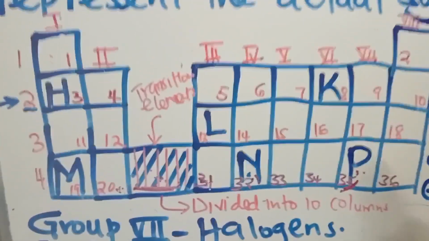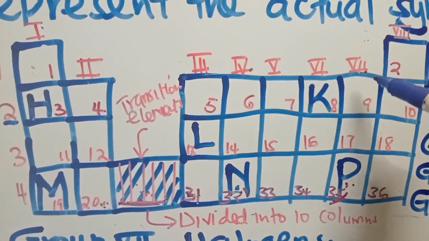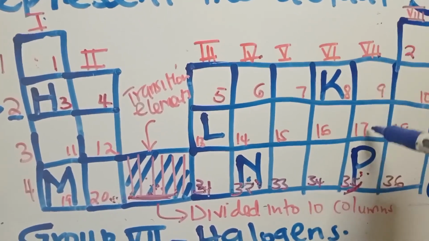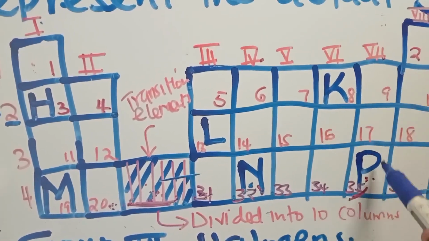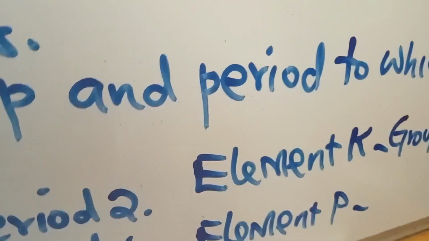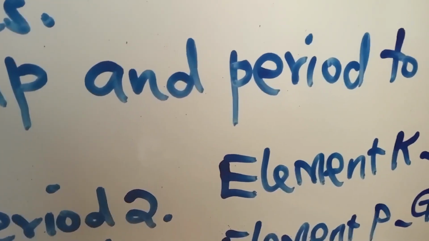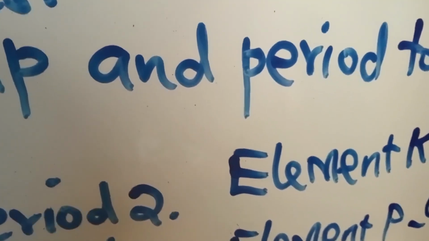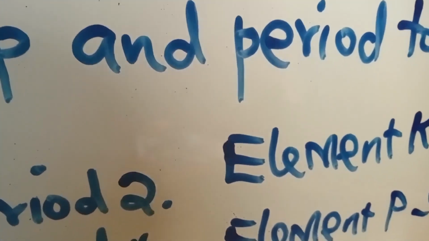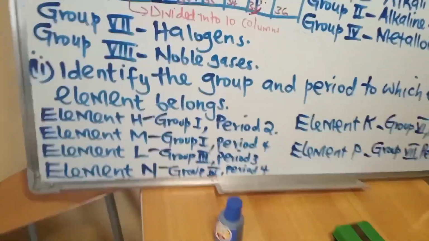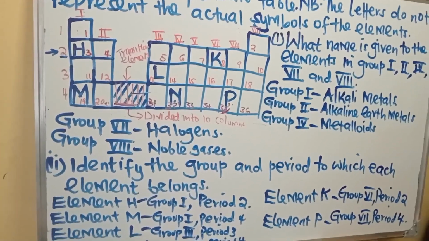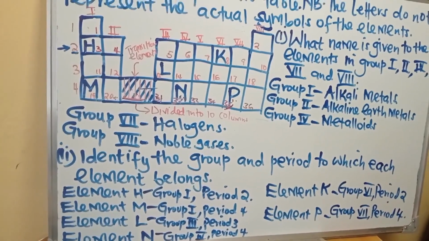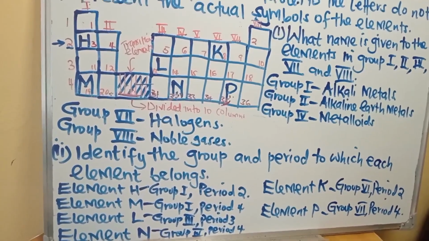We go back to element P. Element P, give me the answer. I can already hear you saying group 7 and period 4. Group 7, period 4. And there are the answers. There we have all the answers to that question from the first to the last.